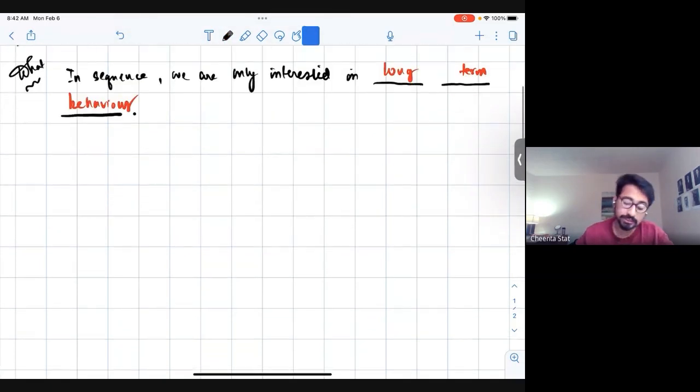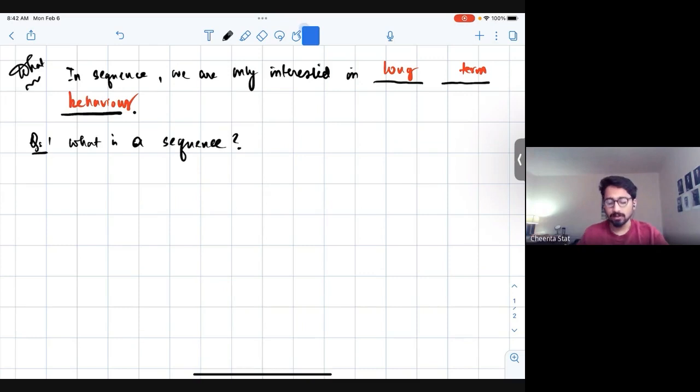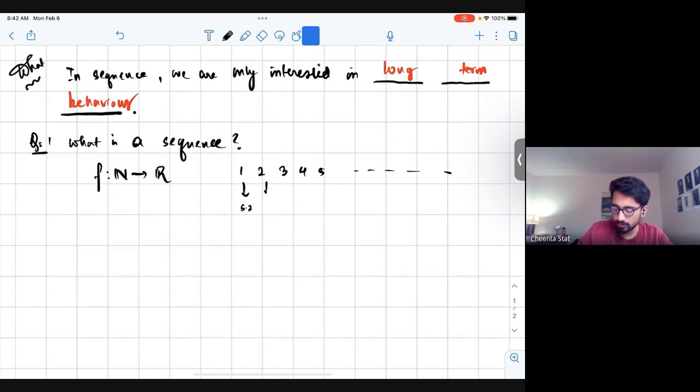But the question is, what is a sequence? A sequence is nothing but a function from the natural number set to the real number set. So we take all the natural numbers, 1, 2, 3, 4, 5, and it goes on, and we map everything to some real number, 5.2, 5.3, 9.9, whatever, pi, e, and it goes on.